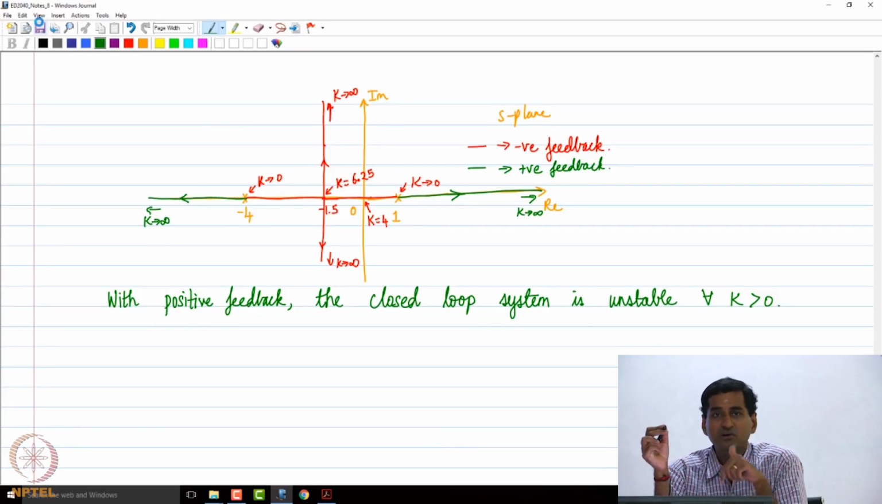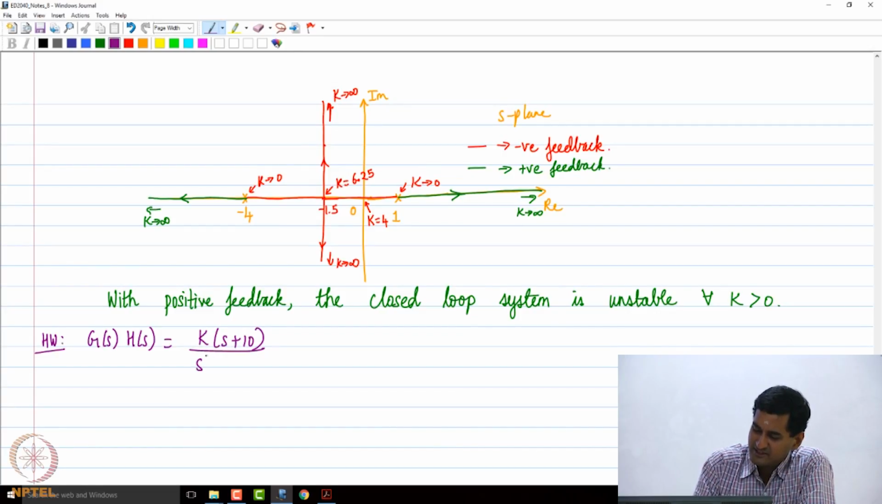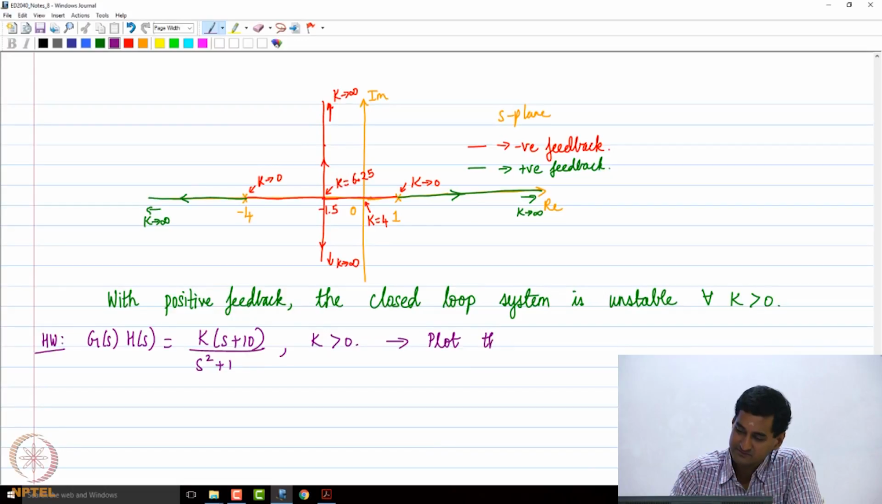right, okay. So, now what I want you to do is go and repeat the same exercise for the second problem that we did. Do you remember what was the open loop transfer function? I think it was k times s plus 10 divided by s squared plus 1, am I correct? Was it the second example that we considered last class? K greater than 0, right, okay. So, plot the root locus in the case of positive feedback.